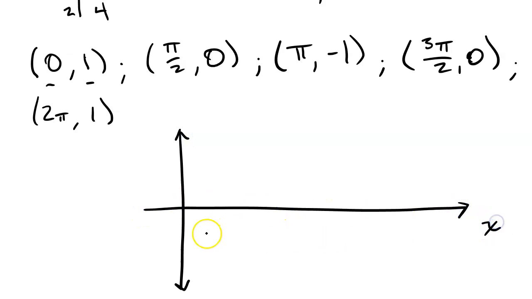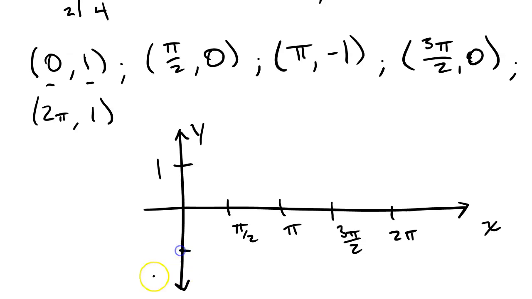Remember that our x is being divided into pi over 2 slices because we're dealing with radian angles here. So when we divvy that up, we should have 4 tick marks all the way up to 2 pi. And our y, our outputs, have a max of 1 and a minimum of -1. Let's go ahead and plot these. The first one is 0, 1, so our x is 0, our y is 1, which makes it this point right here.